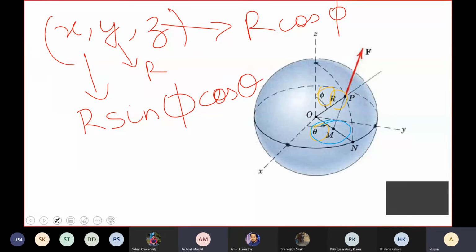Anybody who could not do this? Vedant, you have raised your hand. Any question you have? No. Okay. ठीक है. Clear? Can I go to next question?